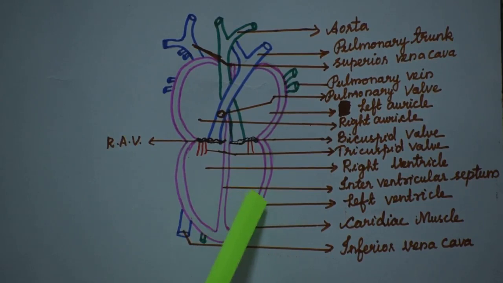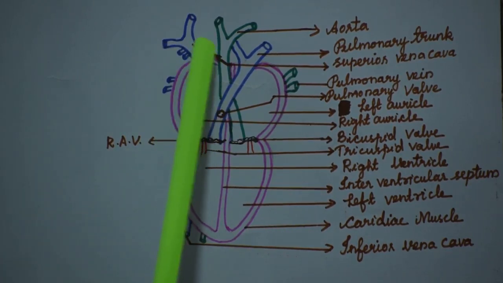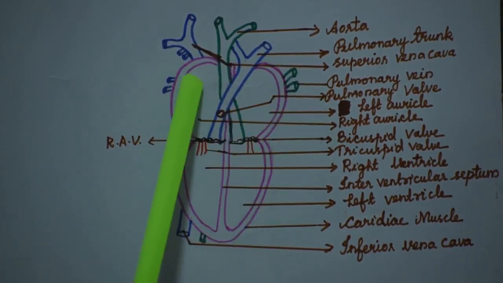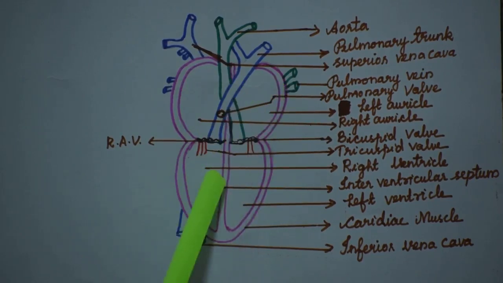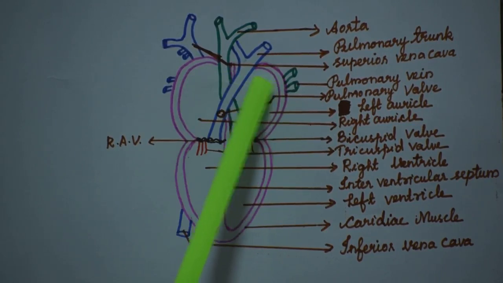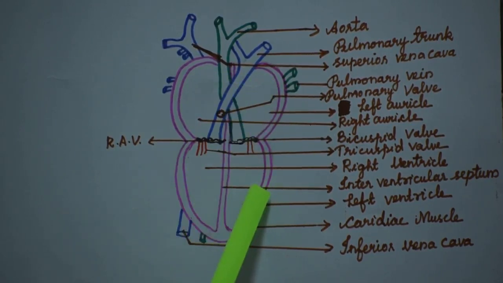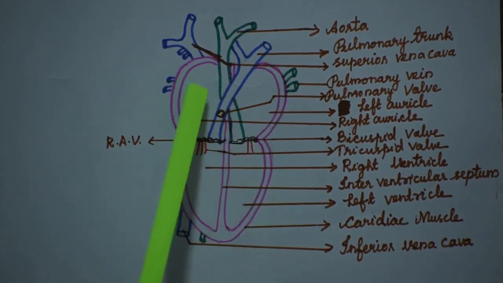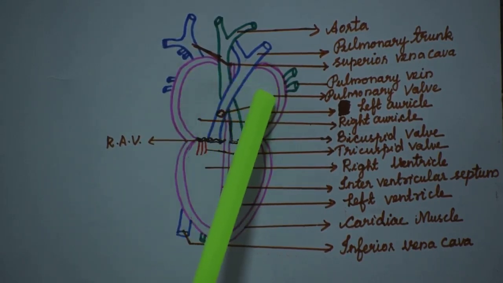In between the 2 layers, there is a space filled with fluid called pericardial fluid. Then the heart is divided into 4 chambers, upper 2 chambers and lower 2 chambers. Upper 2 chambers are called auricles, lower 2 chambers are called ventricles. See the upper 2 chambers, right auricle and left auricle.